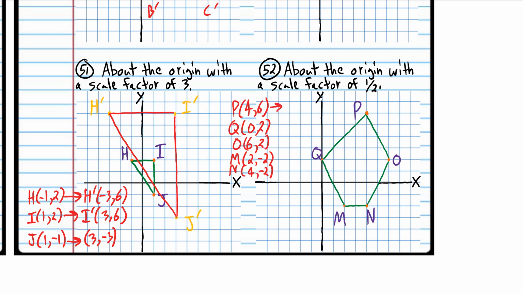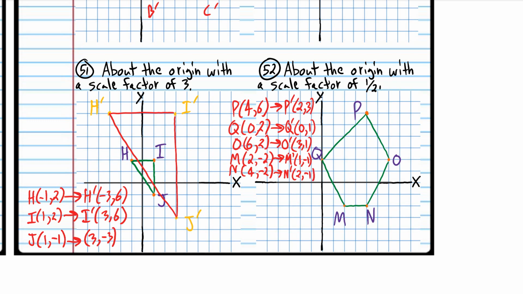And now we're going to multiply all those by 1/2. So 4 times 1/2 is 2. 6 times 1/2 is 3. And Q prime would be 0, 1. Again, multiplying everything by 1/2. O prime is going to be 3, 1. Sorry, I'm writing so small here. M prime is going to be 1, -1. And N prime is going to be 2, -1.